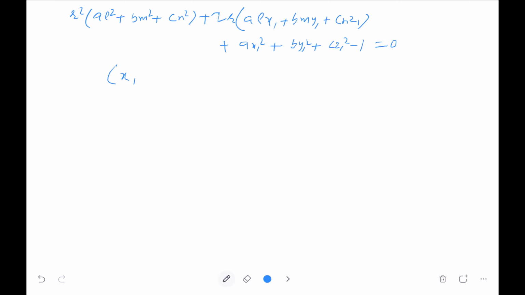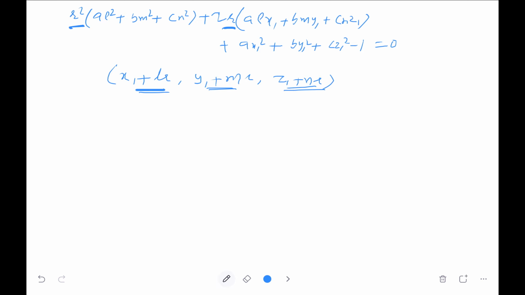When we put the two values of r in (x1 plus lr, y1 plus mr, z1 plus nr), we will get 2 points which are common to both the line and the conicoid. Or we can say that a line can intersect a conicoid in 2 points. After solving this quadratic in r we get two values of r, and when we substitute them in this general point, that gives us 2 points which lie on both the line as well as the conicoid.